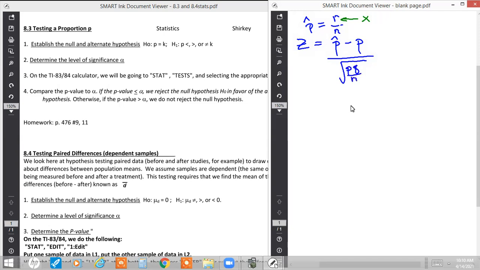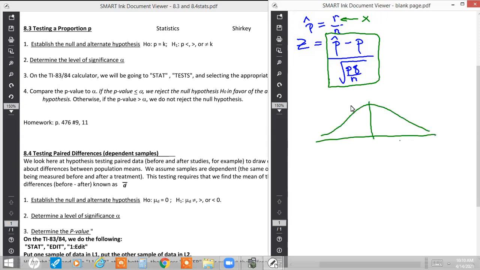Now, all of this is going to be done inside of your calculator, right? At any rate, we're going to plug in the necessary information. Your calculator is going to calculate that, and then from that get some kind of observed value, beyond which is your p-value, which we're then going to look at and decide to reject or not reject a null hypothesis.